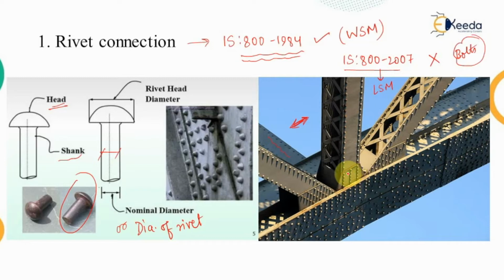This is the plate on which the rivet connection has been provided. So what is the process for installing the rivets? We provide a certain hole in the plate.